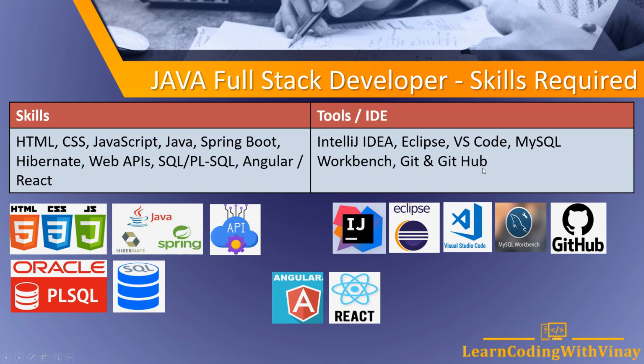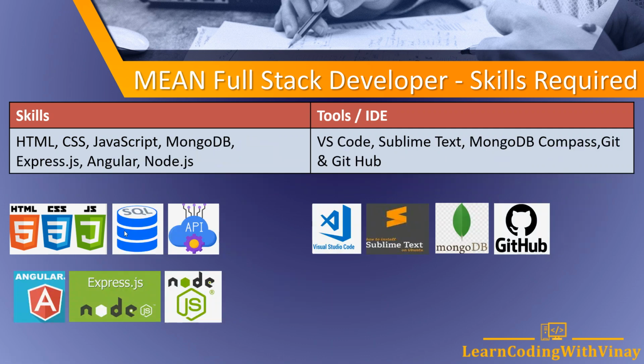And again, Git and GitHub will be common for every other profile. Right. So let's move to the next one. Now, MERN full stack developer. Now, what is the MERN? MERN is actually MongoDB, Express.js, Angular, and Node.js.